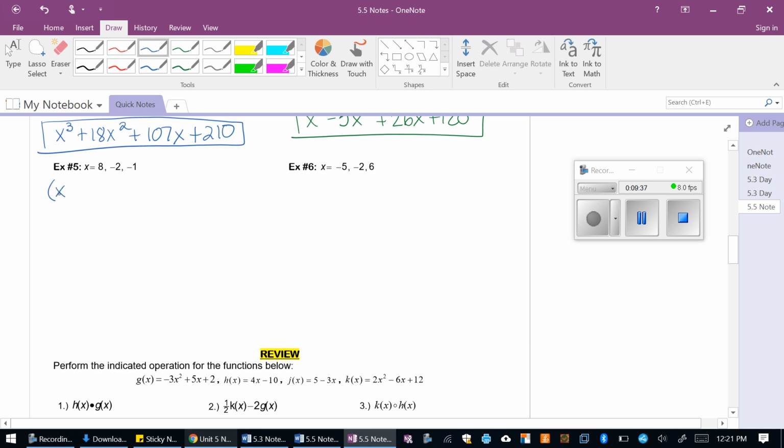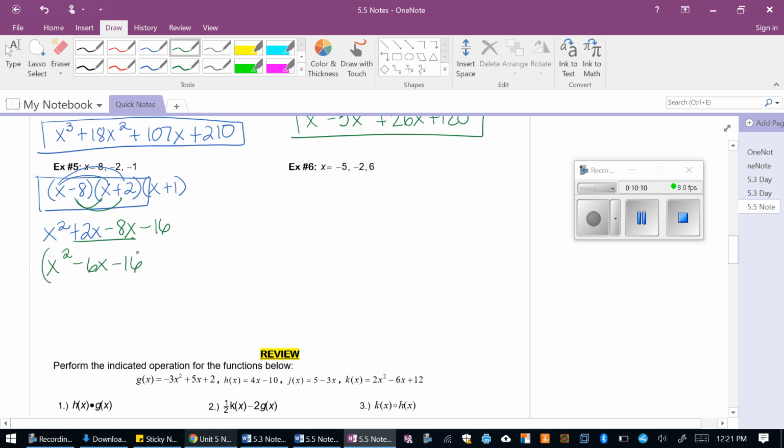So we're going to rewrite this: x minus 8, because we're taking the opposites, x plus 2, x plus 1, and then we're going to start to multiply this out. So we have x times x is x squared, x times 2 is 2x. Now we're going to distribute that negative 8. Negative 8 times x is negative 8x. Negative 8 times 2 is negative 16. Combine those like terms, and we're going to get x squared minus 6x minus 16. And then we're going to bring down the x plus 1.